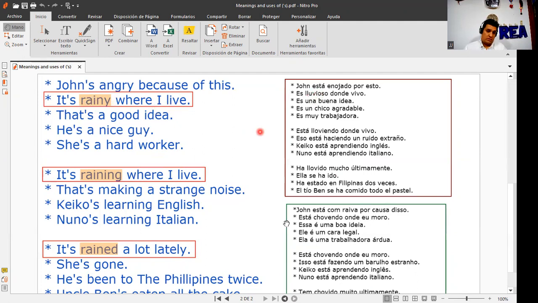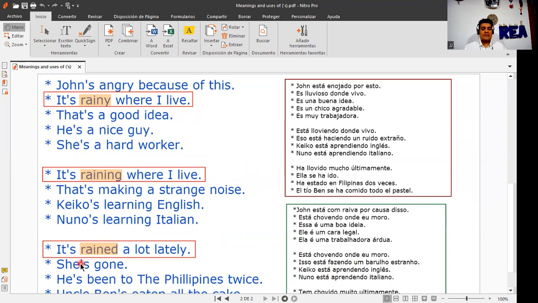Está lluvioso donde vivo. Está chovendo onde eu moro. It's raining where I live. This is present continuous. So, está lloviendo donde vivo. And in Portuguese, it would be está chovendo onde eu moro. I think we have a little mistake here. I'm going to check it out. Okay, está a chover onde eu moro. I think in Portugal, you would say it this way.